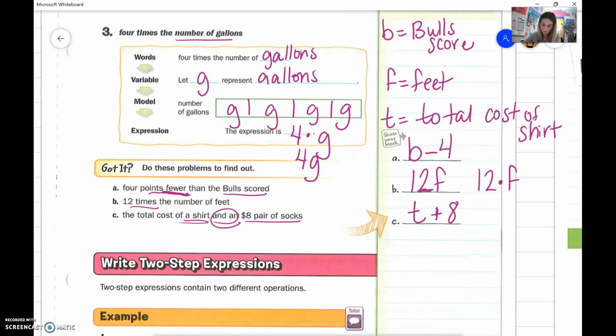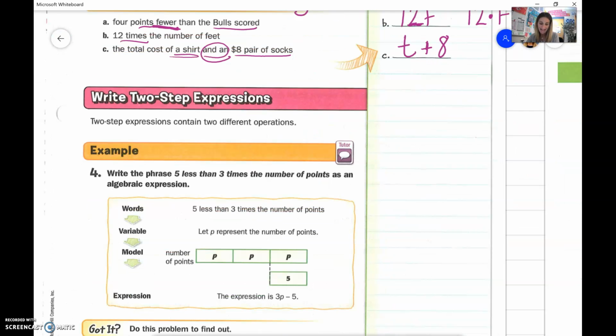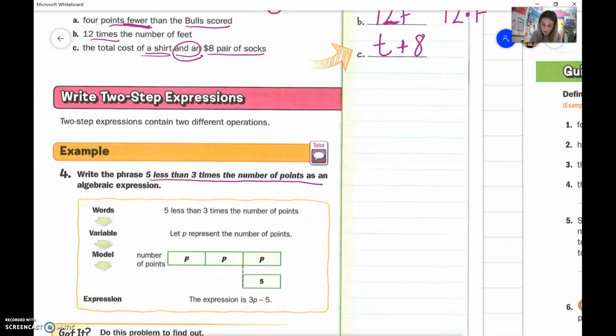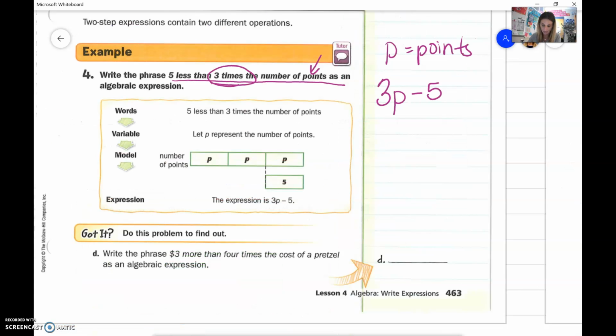Okay, now let's talk about writing two-step equations. Nothing really changes except for the fact that we just have to break it down. So for example, write the phrase 5 less than 3 times a number of points. So all we have to do is break it down. 5 less than, which means we're going to be subtracting 5. But what are we subtracting 5 from? We're subtracting from 3 times. What does 3 times look like? 3 and our variable, let's use P for points. So our P equals points. And then we were able to make 3 times P minus 5, or 3P minus 5.